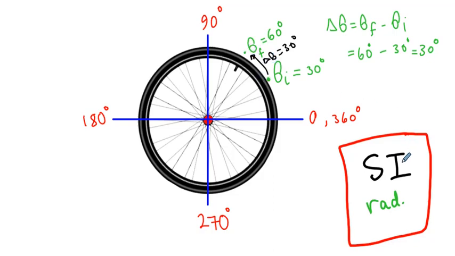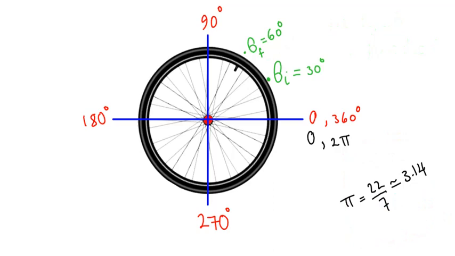But we have a problem: the SI unit for the angle is rad, which is radians, not degrees. But it's not a big problem, because we know that one complete rotation in radians equals 2 pi, and by the way, pi equals 22/7 or 3.14. So one complete cycle is 2 pi. So half a cycle or half a rotation is pi in rad. So a quarter will be pi over 2. 3/4 is 3 pi over 2.